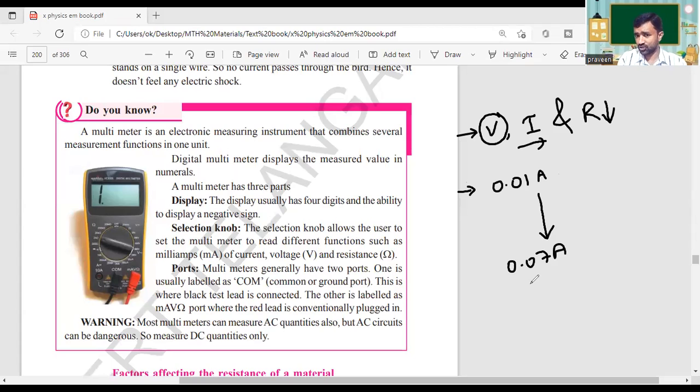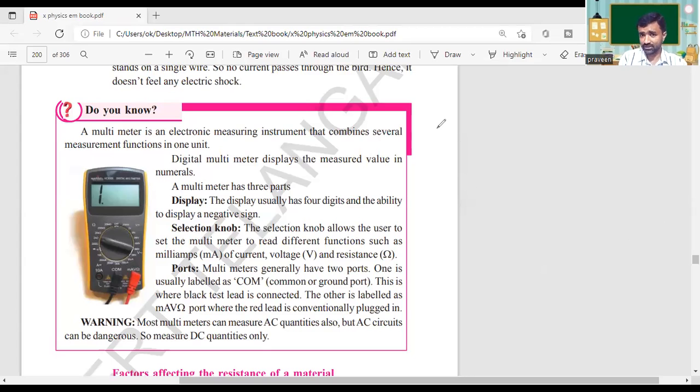Here, if 0.07 amperes of current is allowed through your body for just 1 second through your heart, it can automatically kill the person. This is called a fatal dose, which causes death. This is what we learned in the morning. Then here is one more point to understand.